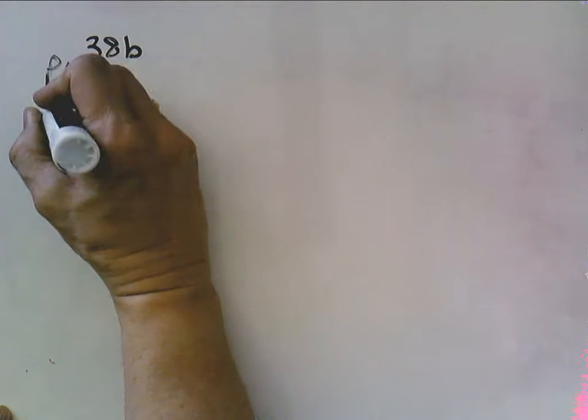Okay, we're going to go over page 38B, which is a review of the end of 3.7 and 3.8, finding percent of change and solving for different variables. So on page 38B, let's look at number 1.